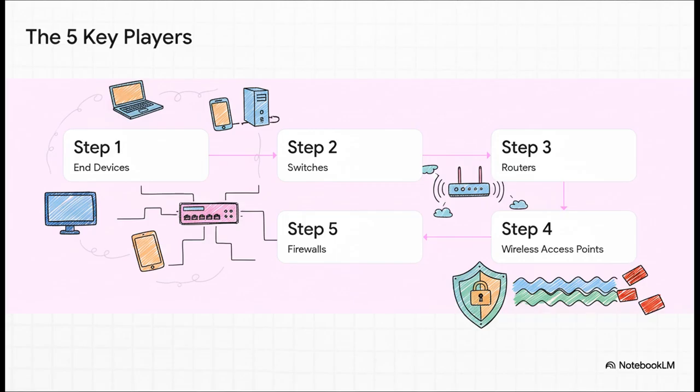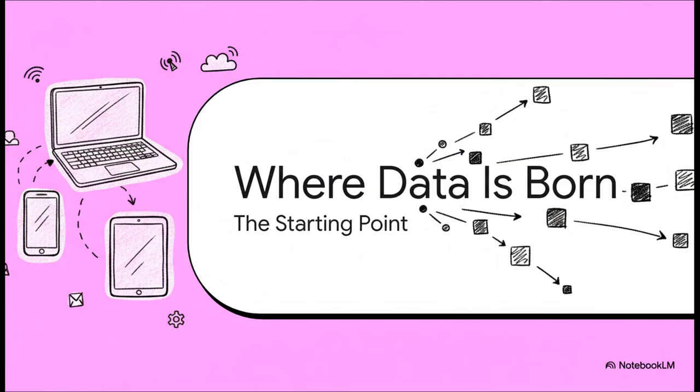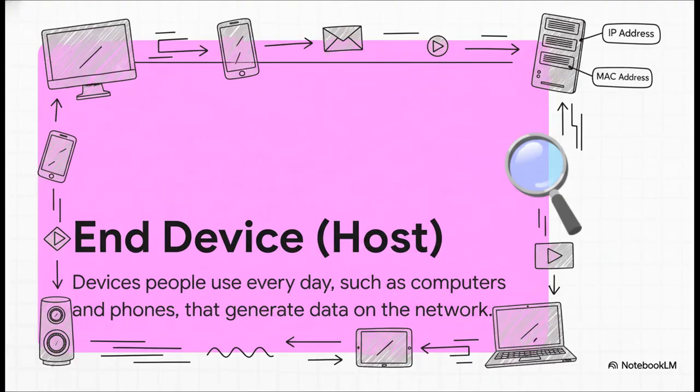Let's do it. Okay, so first things first, where is data even born? Where does this journey begin? Well, it starts on a device you and I use literally every single day. In fact, chances are you're using one to watch this right now. Yep, we're talking about end devices, sometimes called hosts. Think about your computer, your phone, a server out on the internet. They're all end devices. They're both the starting line and the finish line for any data traveling on a network.